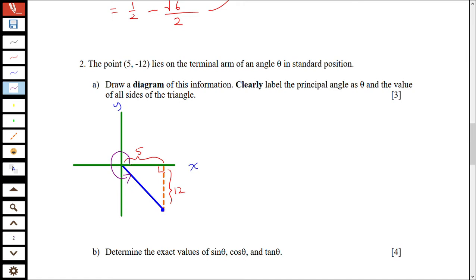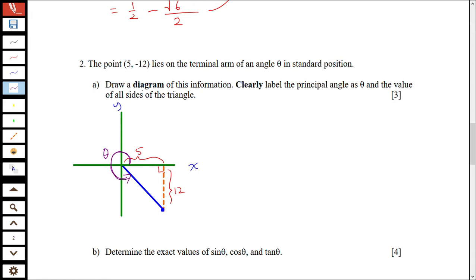Okay, so the distance from the positive x-axis, as I go counterclockwise, this is going to be my theta. So that's going to be my theta, and this angle inside will be your beta. But it doesn't ask you to label the beta, so you don't have to do it. But it's asking you for theta, so this is going to be my theta. It's not this one, it's going to be this one. Positive x-axis, and you just go counterclockwise to the terminal arm.